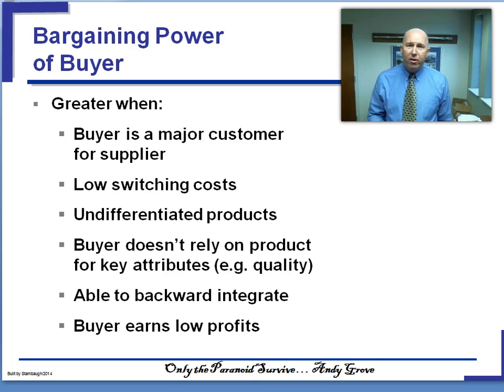The bargaining power of the buyer. This is pretty much a straight power play. So when the buyer is a major buyer of your product, when there are low switching costs, when you have undifferentiated products, when you're selling a product that they need, but the reality is they could substitute for it with something else, or they could do completely without it, then they have power over you because basically you need them more than they need you.